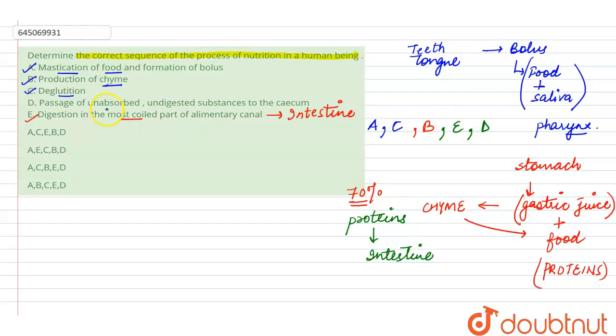The unabsorbed undigested substances are passed on to the caecum, then the colon, and then the rectum, through which they are egested out through the anal opening. So according to this we have the sequence A, C, B, E, D. That means option number 3 is the right answer for this question. We can mark option 3 as the correct answer. This is all about this query.